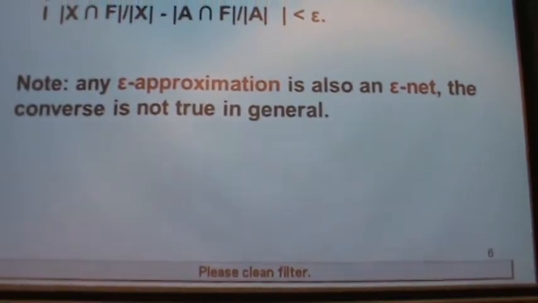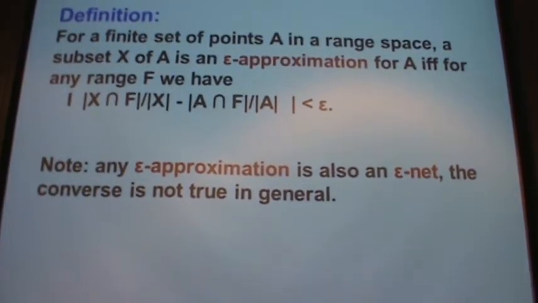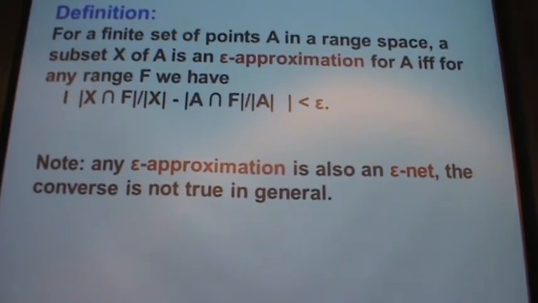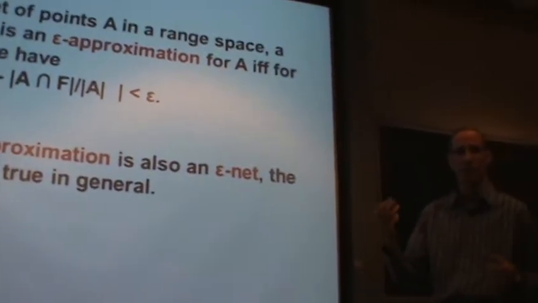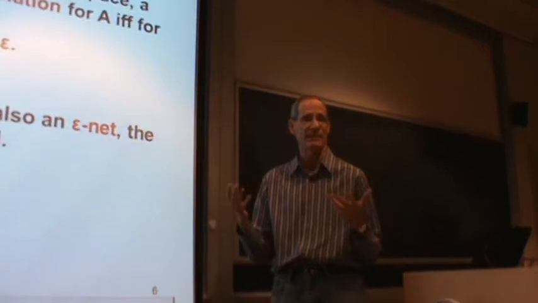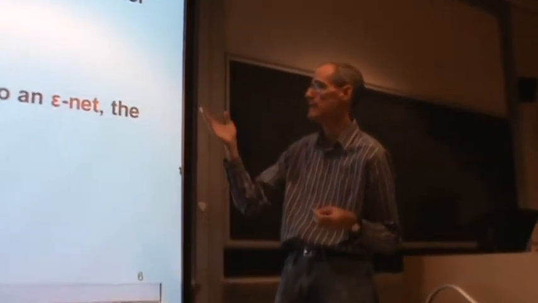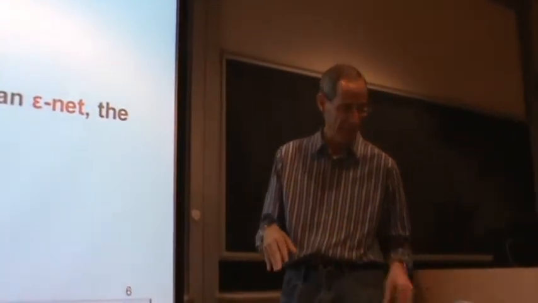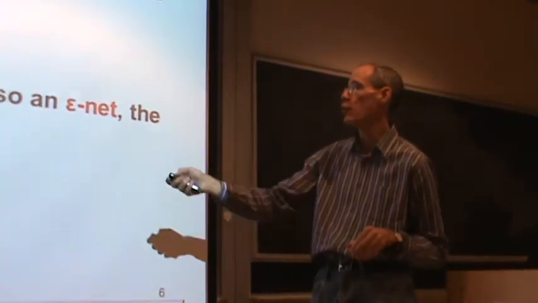Maybe I'll tell you another related notion. So this is something similar. This is called an epsilon approximation. So that's also, we have a finite set of points in a range space, and a subset x of it is now called an epsilon approximation, so it's something a bit stronger than an epsilon net. If not only it captures a point from each big range, but actually it approximates the sizes in the following sense.